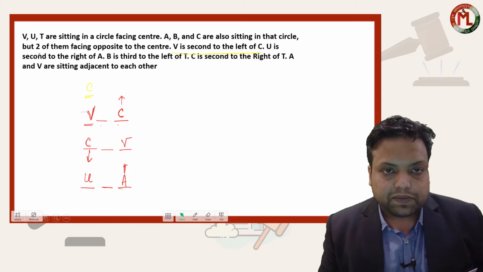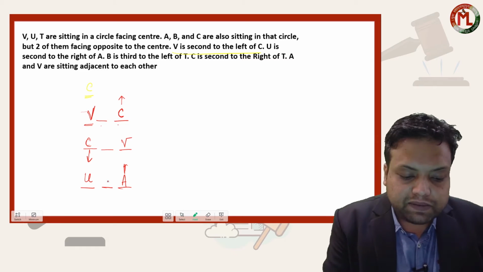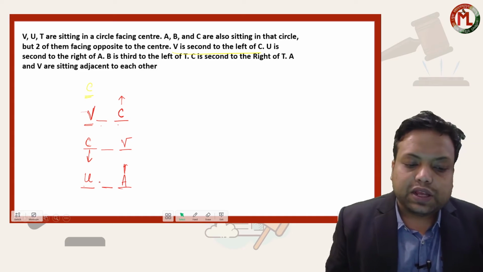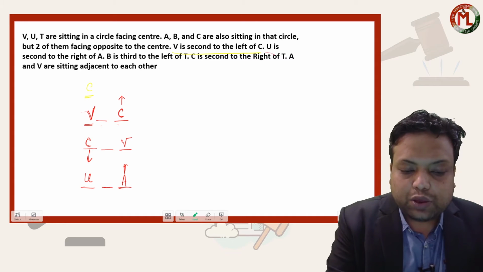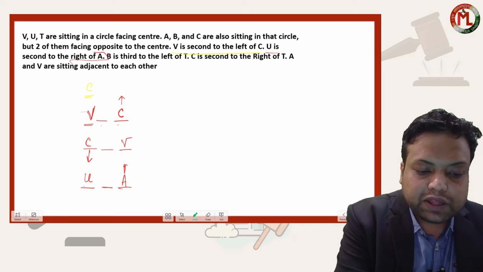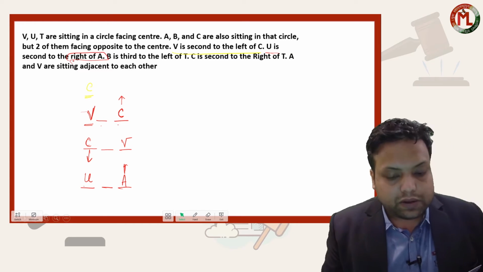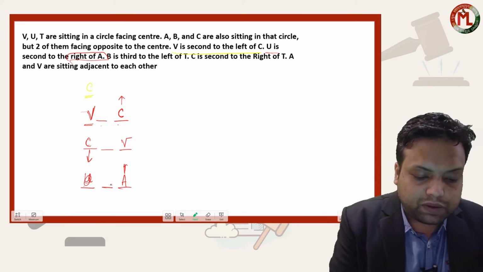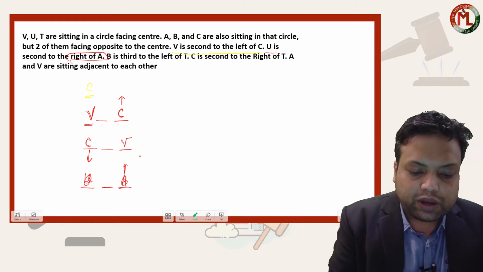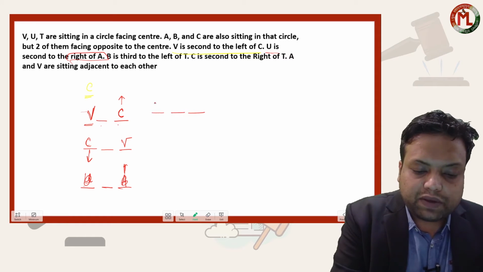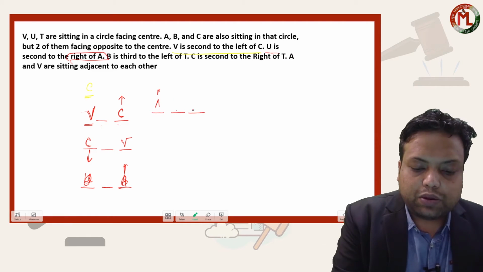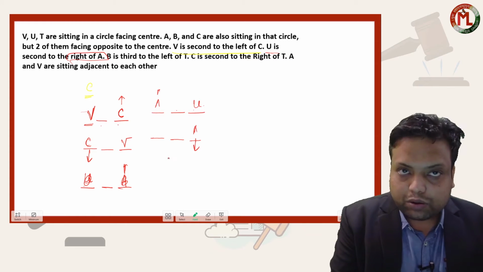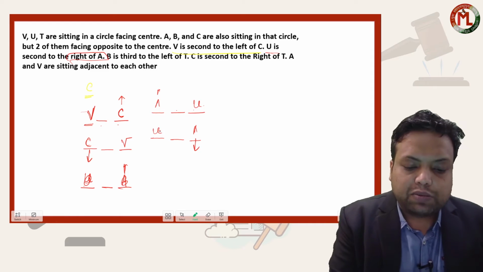Now remember this thing: A's left hand side U and U's left hand side A, these are two different things. In the question they are saying U is to the right of A. That means they are talking about A's right hand side. U is second to the right of A. I think I have drawn the figure wrong. It will be like this. If A is facing center, then U will be second to the right, and if A is facing outside or opposite to the center, then U will be sitting here.